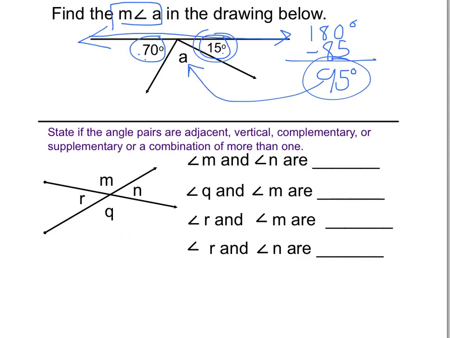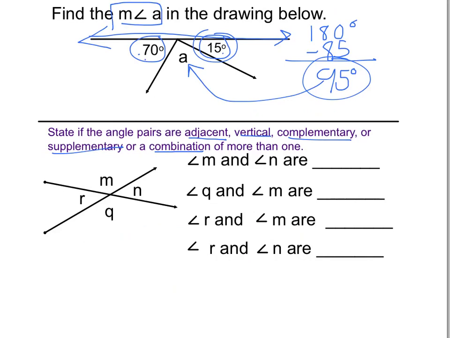In the bottom it says state if the angle pairs are adjacent, which means next to, vertical, which means across from, complementary, which means they add up to 90 degrees, or supplementary, which means that they add up to 180 degrees. They could be more than one of these. It could be a combination of more than one. They could be none of these things.